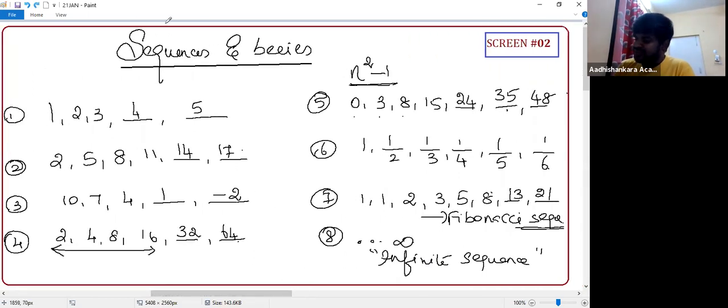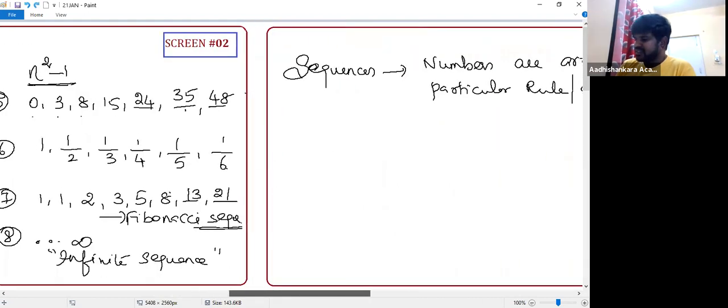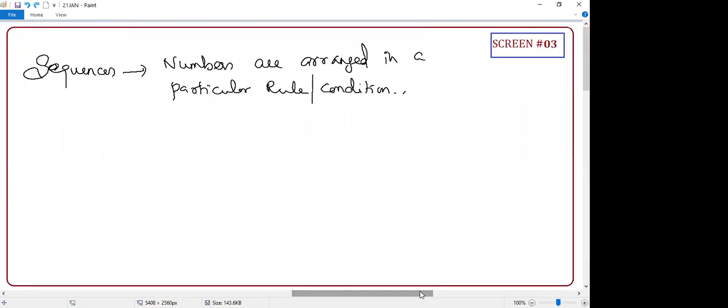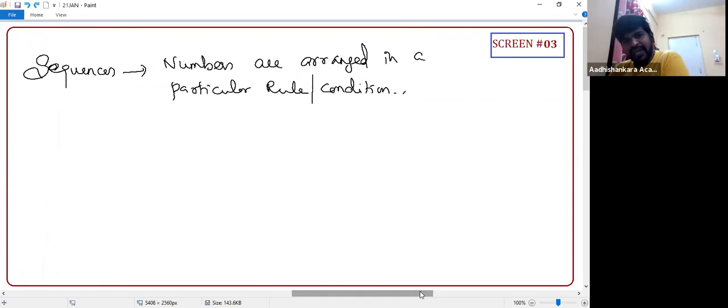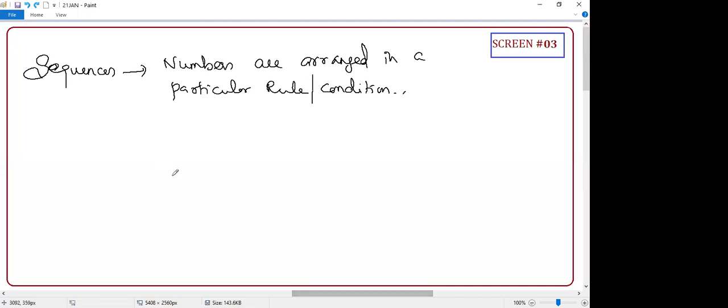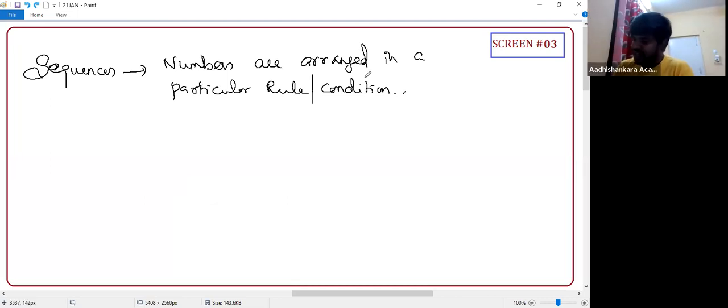Now, any doubt on this word sequence? Any doubt? Sequence is what? It's crystal clear, guys. This will be completely repeated in your 11th standard. So this is not just for your board exam, even in 11th standard, whoever is planning to choose mathematics. So repeat the concept of sequence. Okay. So numbers arranged in a particular rule or condition is called a sequence.